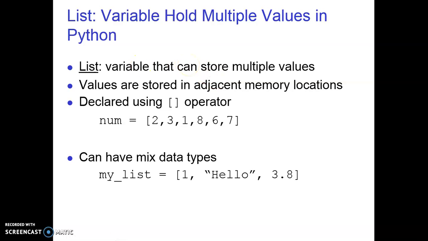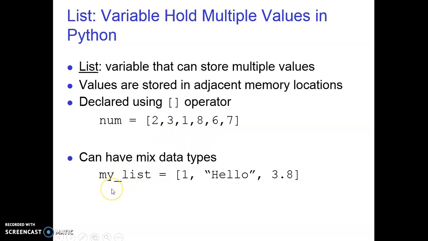So before this, a variable cannot store multiple values, right? But for a list you can do it, and the values are stored in adjacent memory locations and declared using this operator. Okay, so number equals 2, 3, 1, 8, 6, 7. So this declares multiple values, and also you can mix data types.